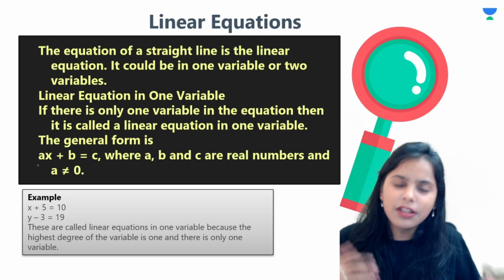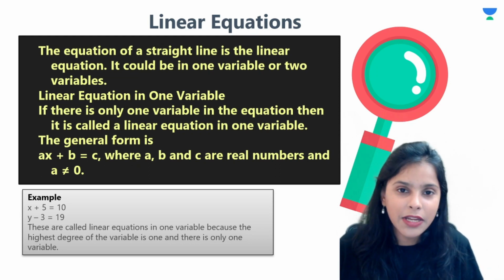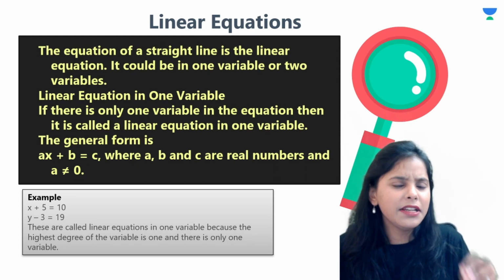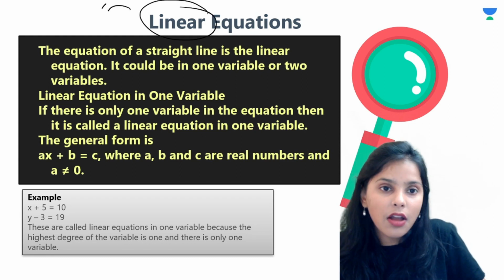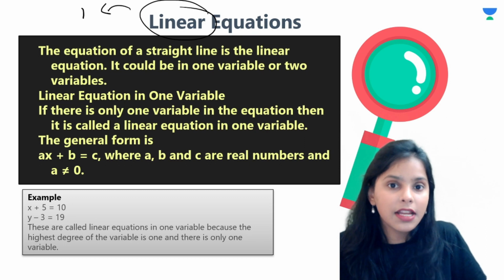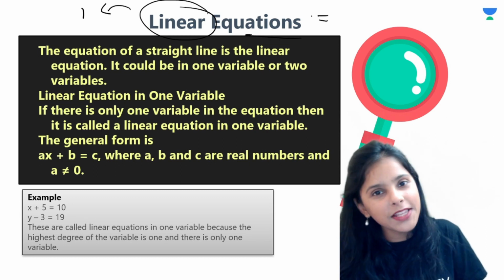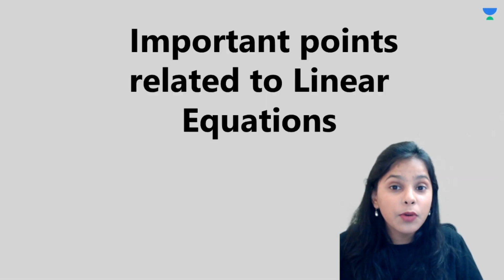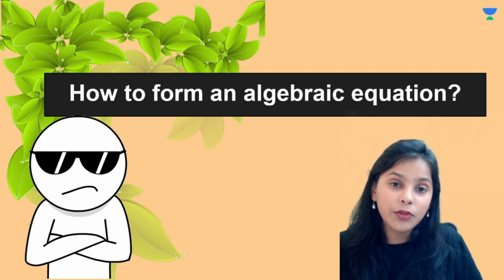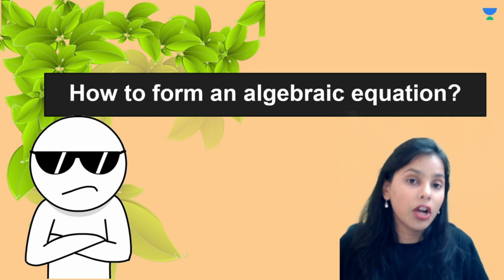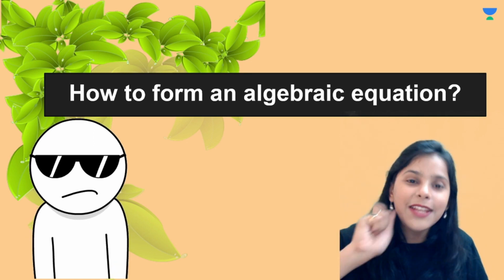Now linear equation, similar to algebraic equation. Here you simply need to note that linear means highest power is 1. Not greater than that. Equation means you have equals to sign. Simple as that. Important points related to linear equation. You have to always make sure that degree is not more than 1 and there's equals to sign.